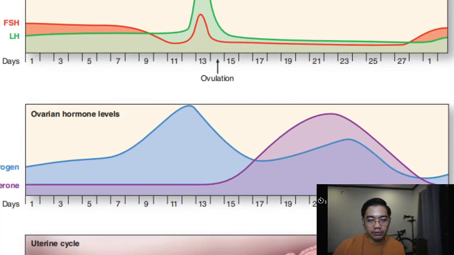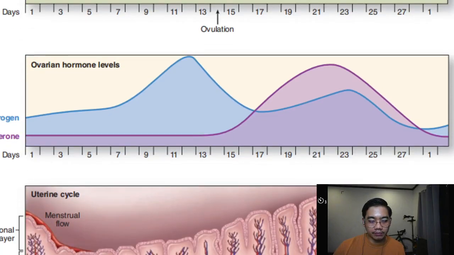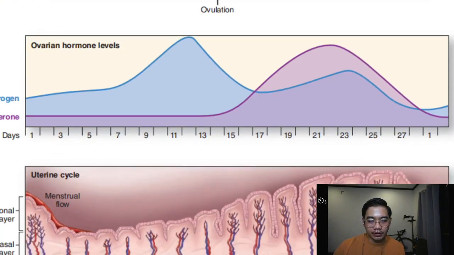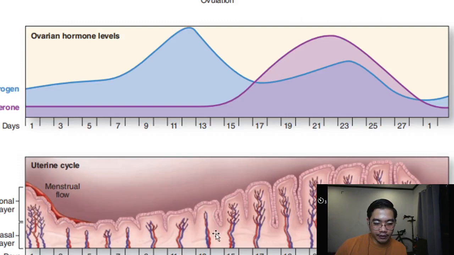But what does it mean for your endometrium? This is your endometrial lining. It is not supported by your FSH and your LH. It is stimulated by your estrogen and progesterone. So this is your proliferative phase. And this is your menstrual phase.